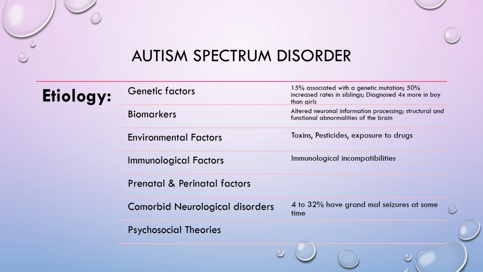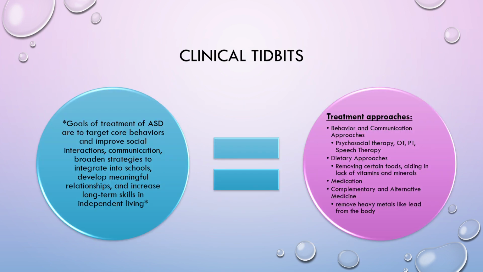Also, psychosocial theories. Was there a good attachment? Has there been neglect, abuse from families over time? Has something actually changed the development of the way the brain works? So some clinical tidbits when it comes to autism. The goal of autism spectrum, or ASD, is to target core behaviors, improve their social interactions, communication, broaden strategies to integrate into schools, develop meaningful relationships, and increase long-term skills in independent living. In other words, there's not an actual treatment, not going to fix or reverse a diagnosis of autism, right? Just try to make it as best as possible and improve the highest quality of life possible for that patient.